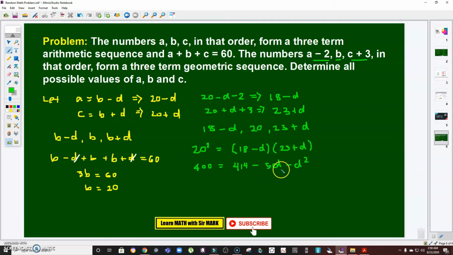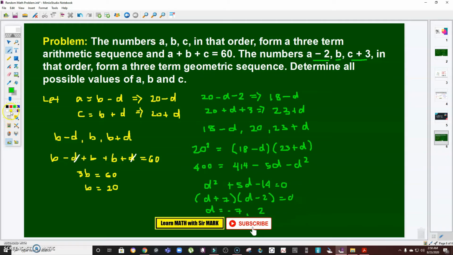Alright, so I equate that to 0, but I want my D squared, my quadratic term, to become positive. So this will become D squared plus 5D. 400 minus 414 is negative 14, equals 0. And obviously, this is factorable, easy to see. So that is D plus 7 and D minus 2 equals 0. This will give me two common differences, negative 7 and 2.